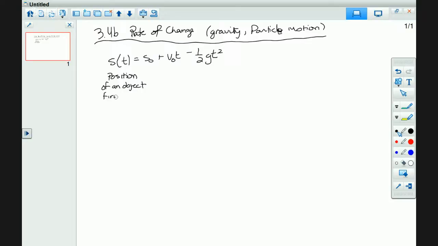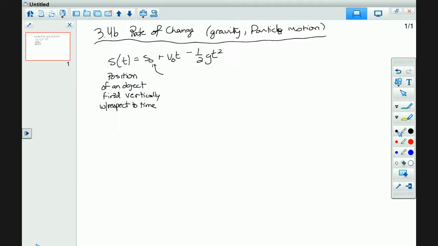fired, thrown, tossed vertically. Thank you, Mr. Newton. The position of an object fired vertically with respect to time. T is time. So this is S, so S is position.